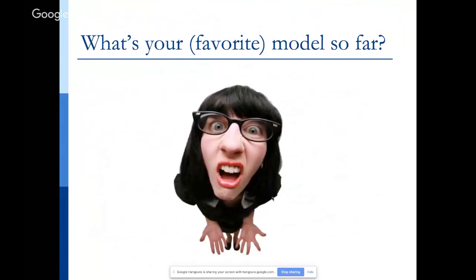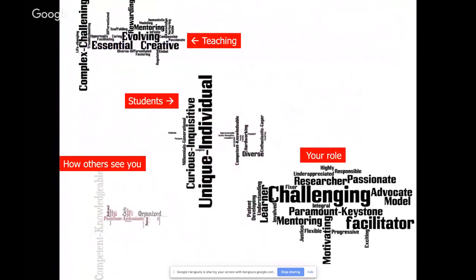I don't know if you have a favorite of these models so far, because it was just an overview based on chapter 1, but I'm sure you're going to have more ideas as we read more specifically about each model. And I just wanted to show just one slide. I think it's about how we apply this, how we see teaching, how we see students, our roles, and how we believe others see ourselves as educators.